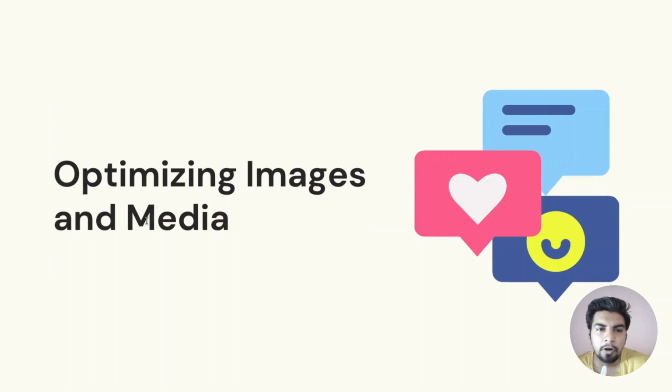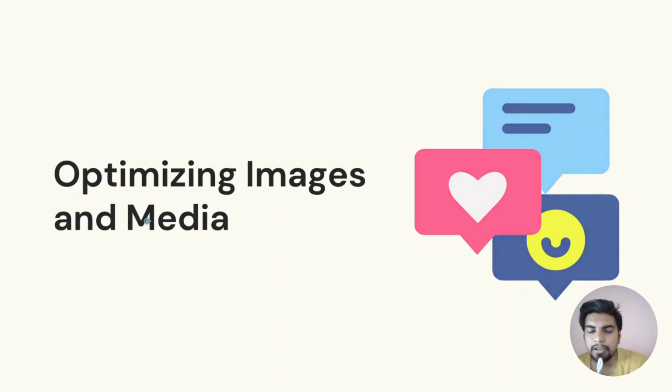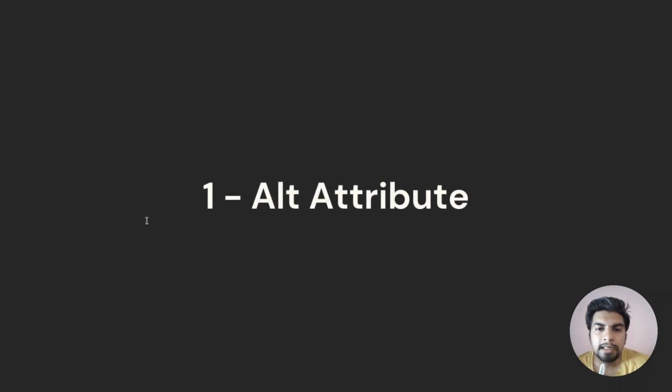Next comes images and media optimization. Here we have HTML5 and CSS3, which include techniques for optimizing images and media for better SEO. Here first is alt attribute.